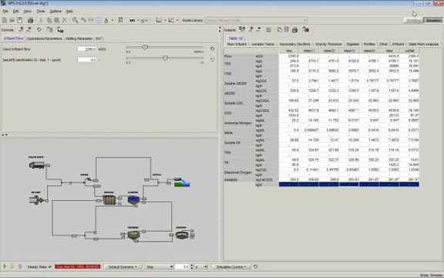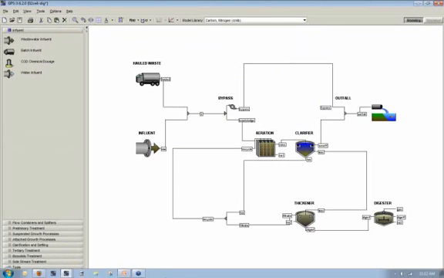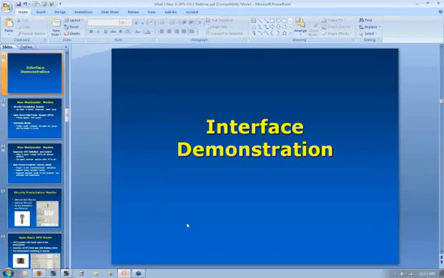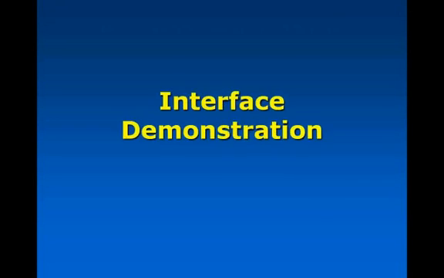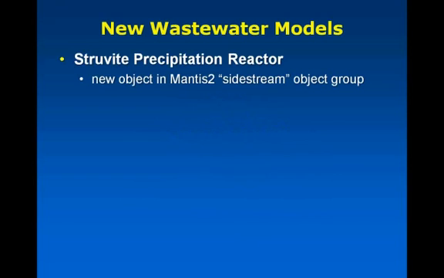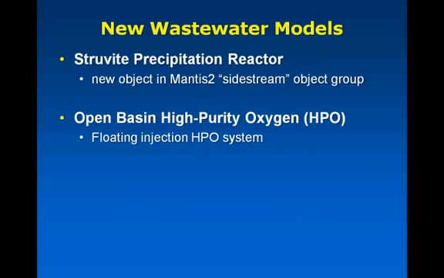Okay, so what I'd like to do now is just show you a little more detail about some of the models that are new to this version of GPSX. We, as I mentioned, created a new Struvite precipitation reactor. This is available at the time right now only in the Mantis 2 library. It's part of the side stream object group. It's basically there to simulate the precipitation and removal of struvite. It's based upon our granular bed reactor.